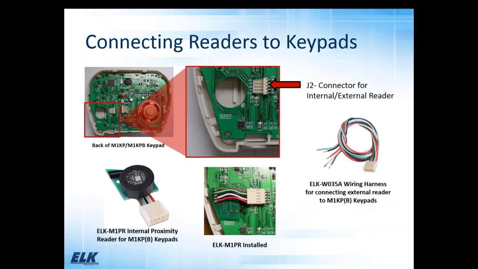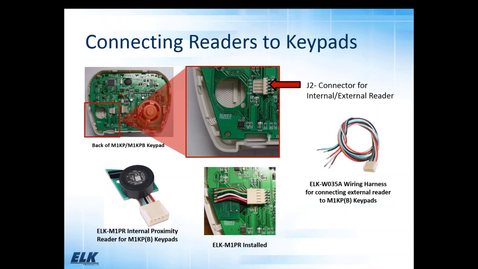For this particular model of keypad, it has room for a reader to be actually mounted inside the keypad. That part number is the M1PR, and you see it on your screen there in the lower left. You can see that middle picture just beside it, how that actually connects to that J2 connector and then sits in that hole in the circuit board to allow that to protrude and be accessible by holding the credential close to the grill on that side of the keypad.